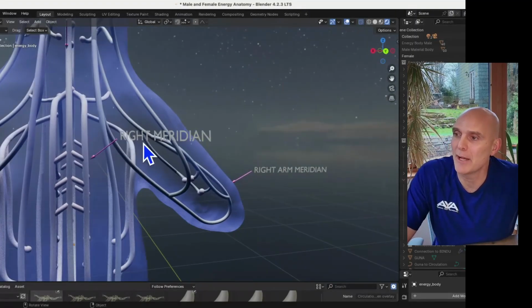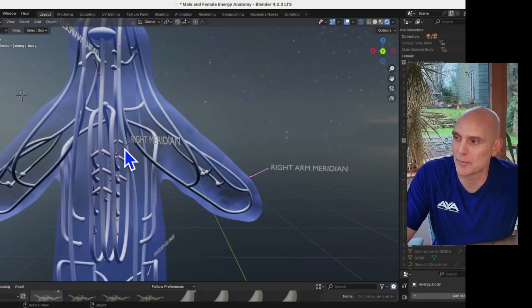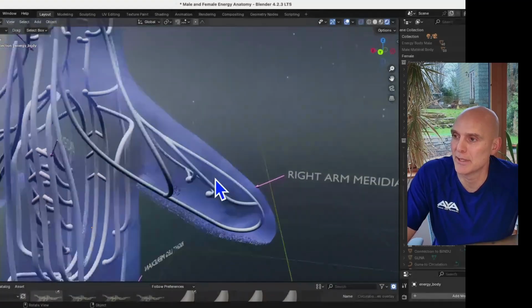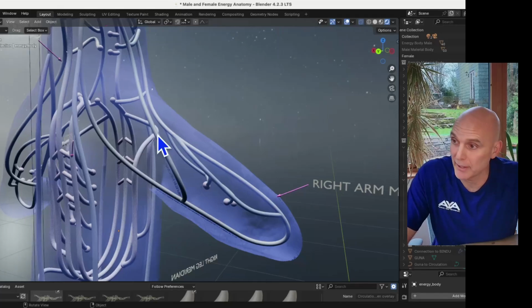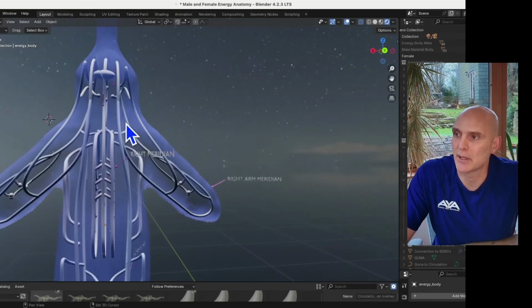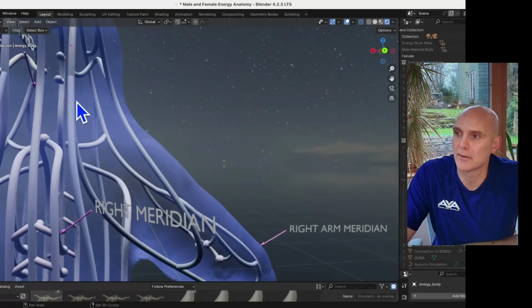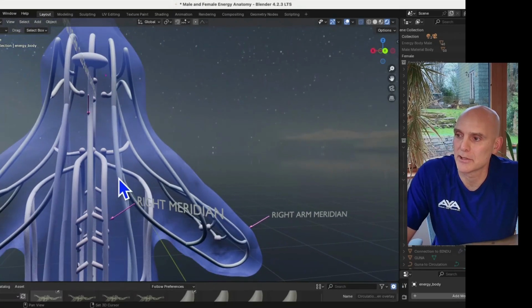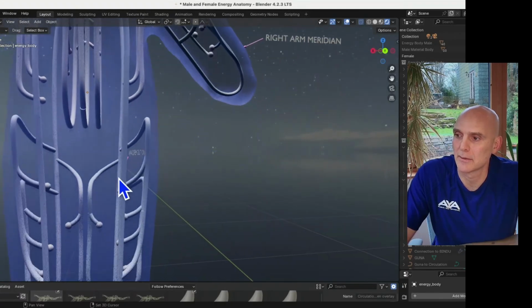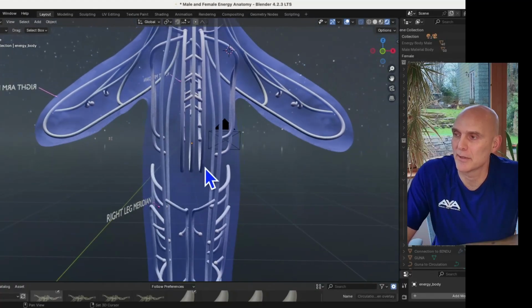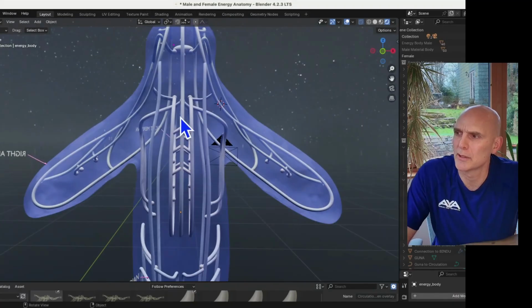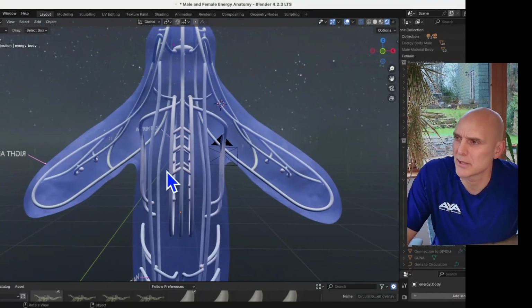From there, it goes into the other meridians, like the right arm meridian, which comes down this right arm here. It also goes down the legs. The right leg meridian is this one here, which comes all the way down the legs. So if you separate it out into meridians, it becomes fairly simple, really. There's a central one, a right and left one, and then right arm, right leg, etc.